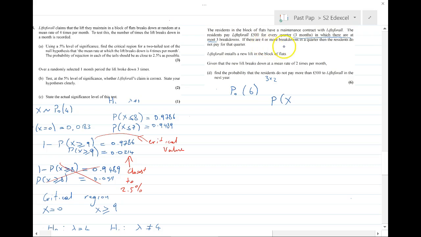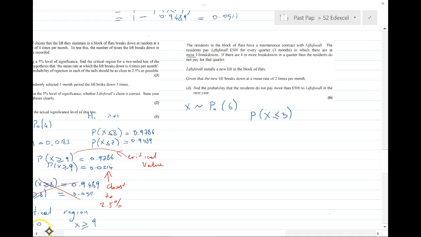Now we've got, if there are 4 or more breakdowns in a quarter, the residents do not pay. So we want to find out the probability that there's fewer than 3 breakdowns. Let's just work that out. Probability if there's fewer than 3 breakdowns, and then work with that, because it looks like there'll be a binomial on top of this. So the inequality is going in the right direction. So that's one of the reasons why I've written it that way. What's the probability of getting 3 or fewer breakdowns?